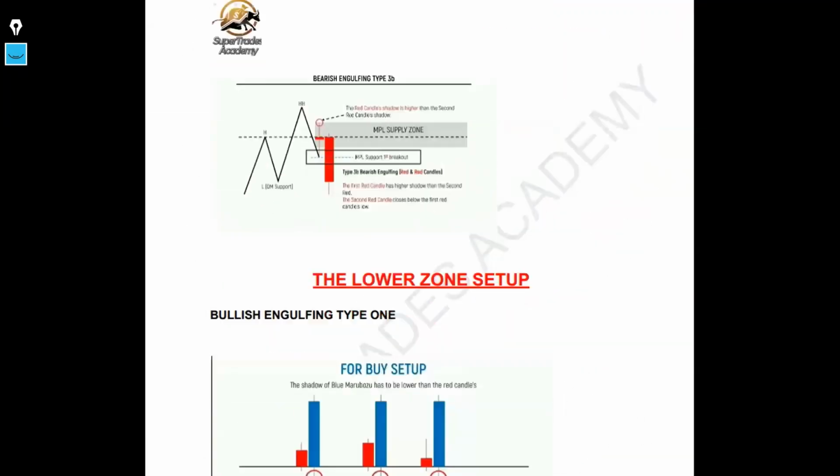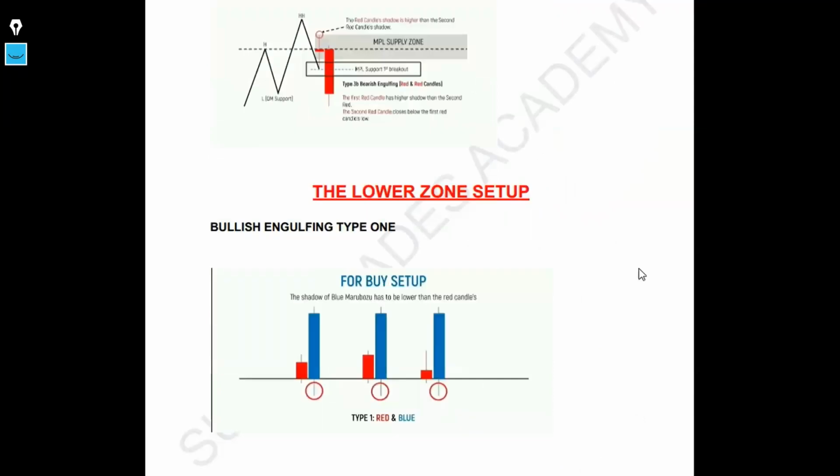Let's continue. So here we are having a sell setup, where the shadow of the first candle is longer than the previous candle. This is a multiple candle. This will be support, breakout, consolidate, pick orders, and go down. That's it, guys. So this type, the first red candle's shadow is higher than the second red candle's. So that's how you can trade it.